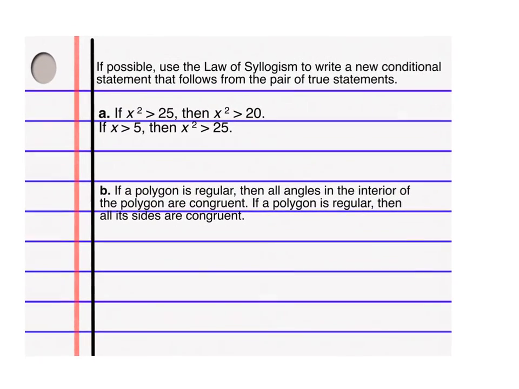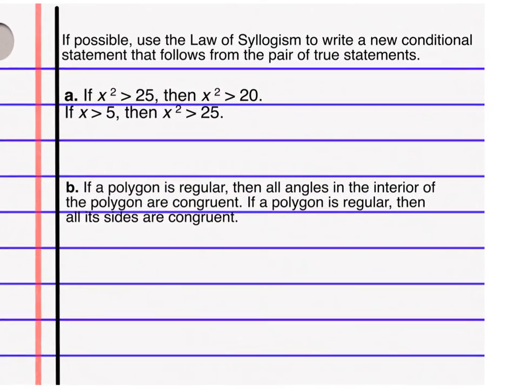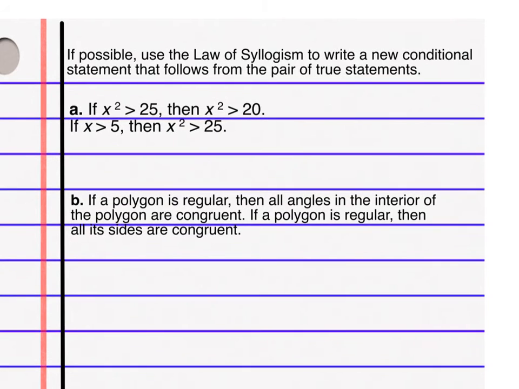All right, if possible, so it might not be possible, use the law of syllogism to write a new conditional statement that follows from the pair of true statements. So I'm just going to put up here at the top, here was the law of syllogism. If P, then Q, then if Q, then R. If both of these are true, then if P, then R is also true. So that's your actual law of syllogism. I'll put it up here.